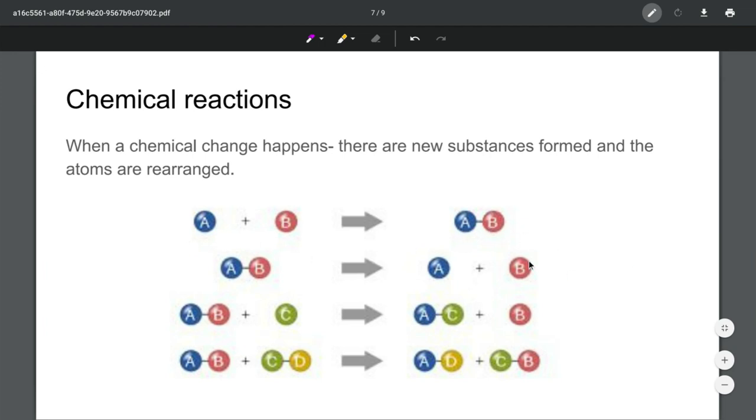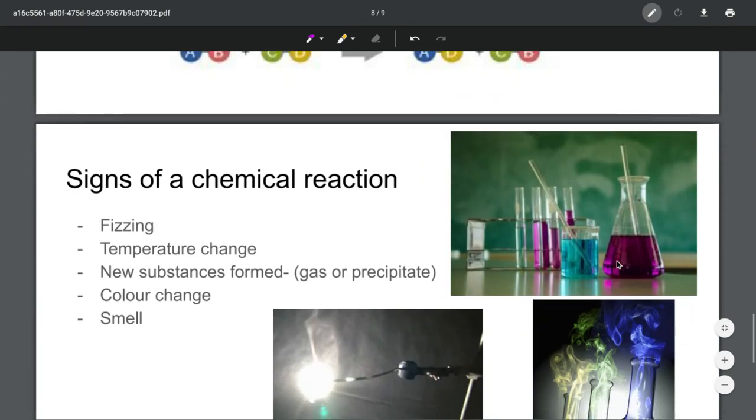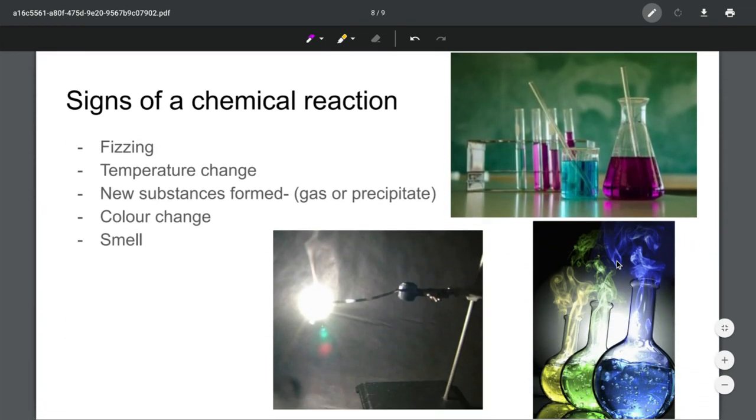Okay, and we're going to try drawing some of these types of pictures over the next few lessons. Finally then, or penultimately, just before we go to the very last thing: signs that a chemical reaction has happened.